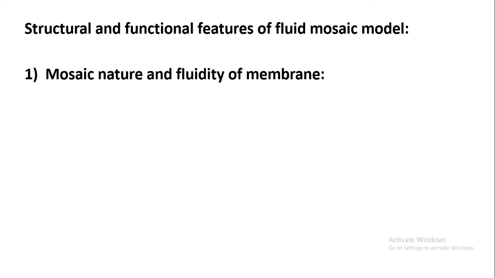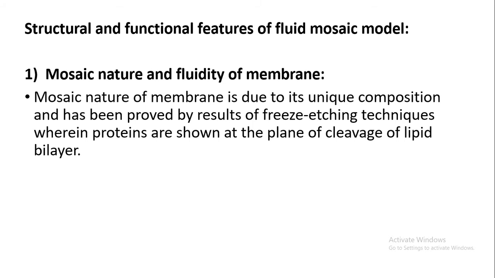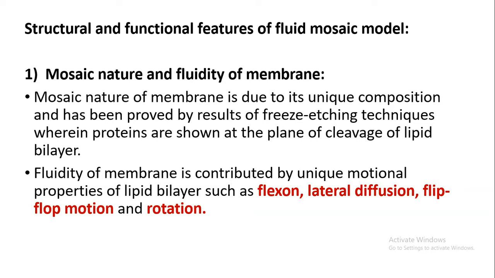Further, we'll talk about how exactly the structure and functional features of fluid mosaic model look like. पहला structure and functional feature है that is mosaic nature and fluidity of membrane. So mosaic nature explain क्या करता है, ये जो membrane है इसमें एक unique बहुत ही अलग तरीके का composition present है, where proteins जो हैं they are shown at the plane of cleavage of lipid bilayer. lipid bilayer के ही बीच बीच में जो है आपको proteins नजर आएंगे. Here कुछ fluidity of membrane है which is contributed by unique motion properties of lipid bilayer.